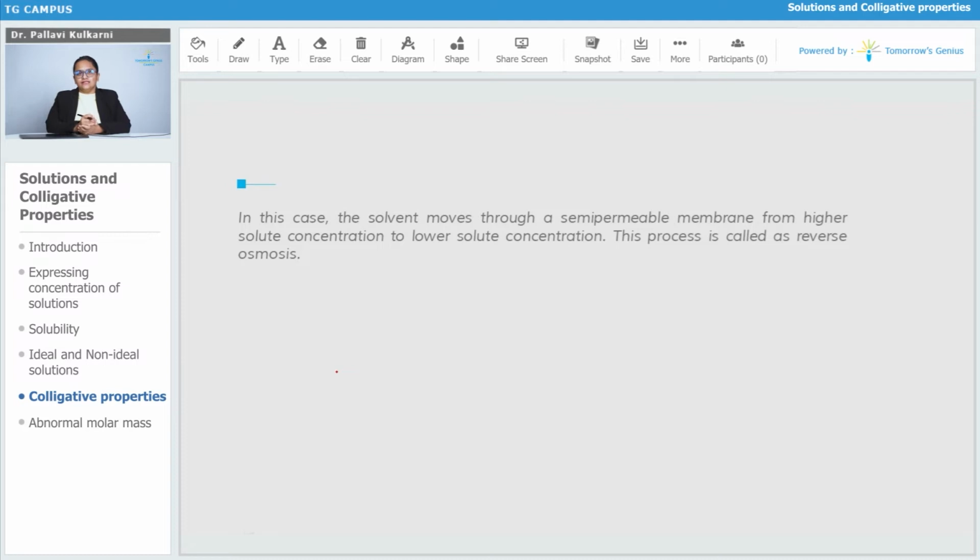In case of this reverse osmosis, the solvent moves exactly in the opposite direction, obviously through the semi-permeable membrane only, from high solute concentration to lower solute concentration. This is called reverse osmosis, exactly opposite to the osmosis.